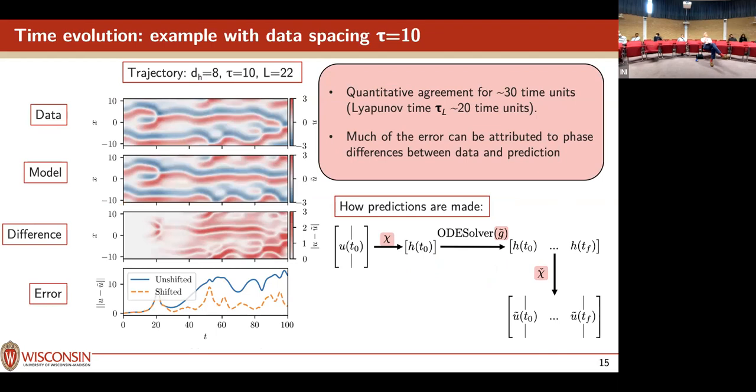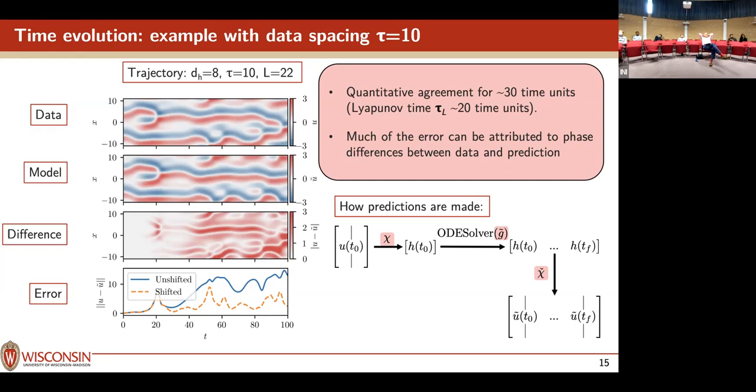Now that we have these autoencoders, we can look at the evolution. And so here, this is learning the right hand side for data space 10 time units apart. And so for reference, for the Kuramoto-Sivashinsky equation at this domain size, which here is L equals 22, the Lyapunov time is 20 time units. So this is data half a Lyapunov time apart. Okay, so fairly far apart.